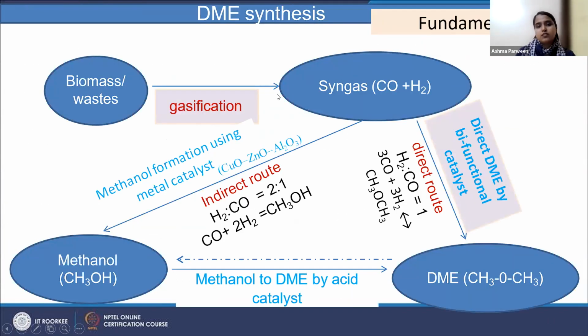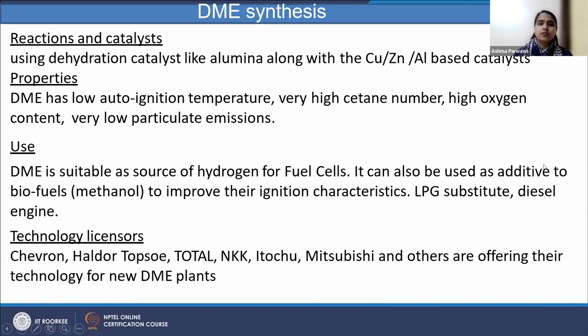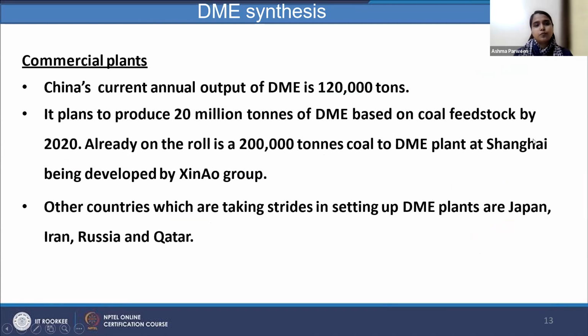Next is DME synthesis. We can make DME through two paths. First, we make methanol and then we convert methanol to DME, or we directly produce DME from syngas. So here is a chart for DME synthesis. We have a gasifier. Then from the gasifier, we make methanol. From methanol, we can make DME. And from DME, it is finally separated. So these are the reactions and properties. You can refer to the slides.